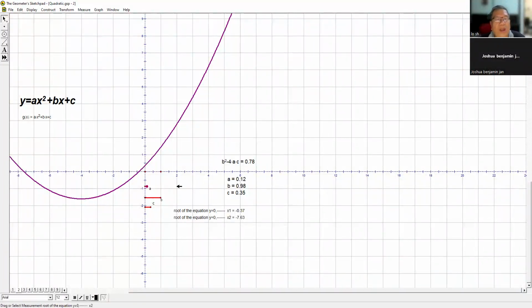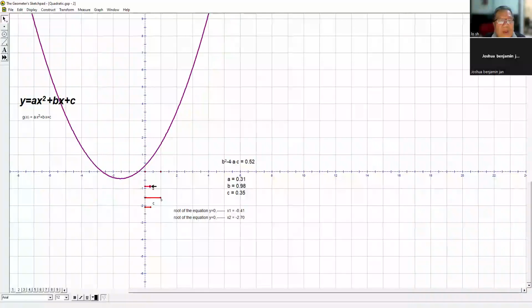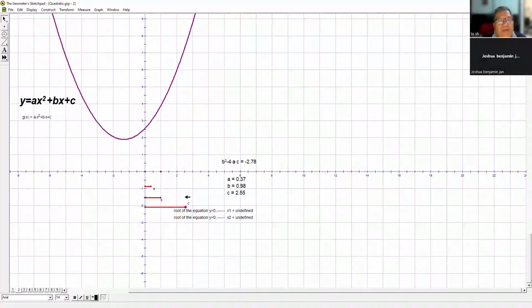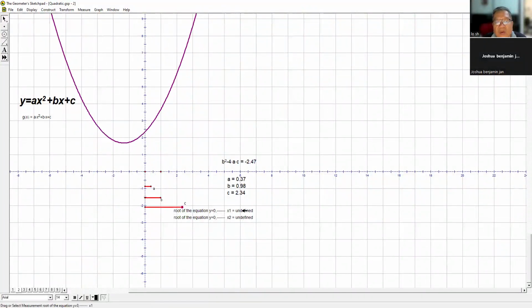Now, if you want to know where the curve cuts the x-axis at these 2 points, you have to actually solve the quadratic equation and find out the roots of the quadratic equation. Okay, there are 2 roots, x1 and x2, here and here. But if the curve is above the x-axis, then you see that there will be no roots, because this curve doesn't cut the x-axis anymore. So there will be no roots.